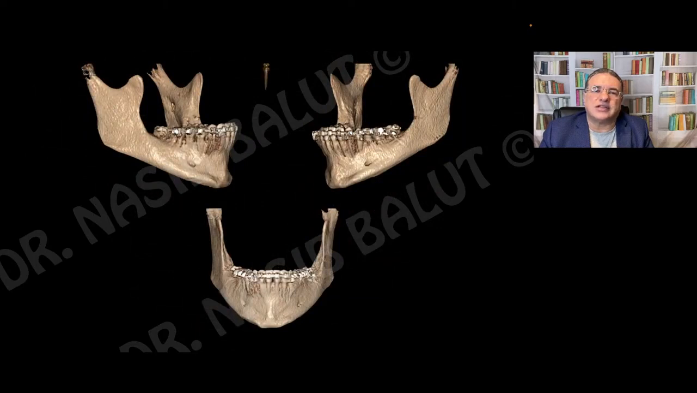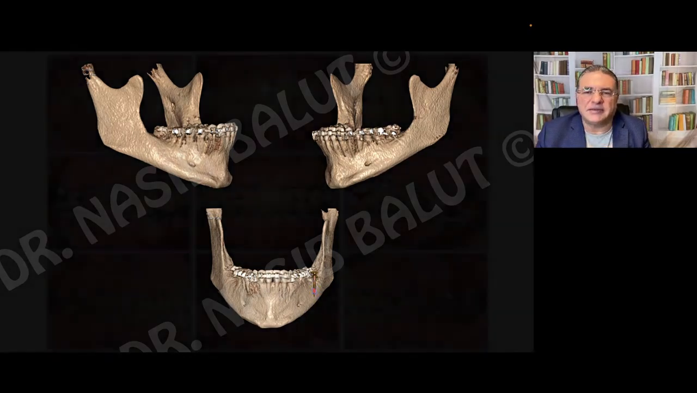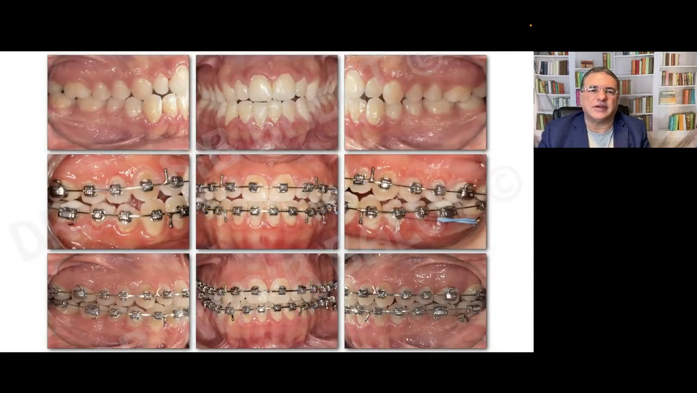So we use a 12 millimeter long Vector TAS mini implant. We will try to place it between the first and second molar. This is the lateral view of this patient. This is her mandible taken from the CBCT, and this is the anterior posterior view where we place the mini implant to distalize the quadrant.